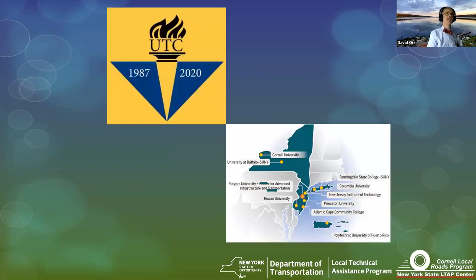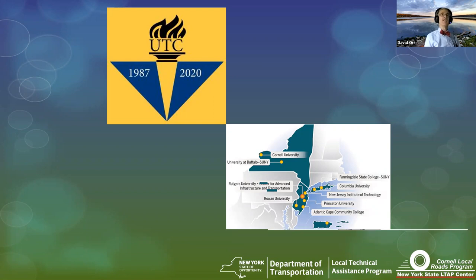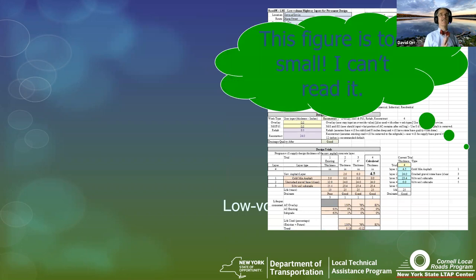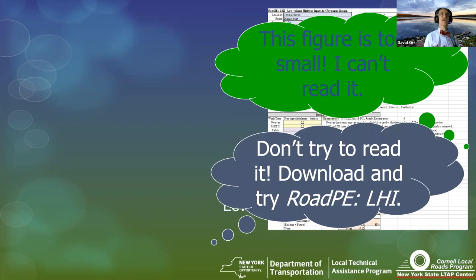Now, we developed this, as I said earlier, with the University Transportation Center. There's no R; I don't know why it doesn't put an R in there, because it really is a research center. It's actually based out of Rutgers. We're a member of that. The idea behind this is to develop a low volume pavement design tool. When I show you this, you're going to be going, I can't read this. This is the spreadsheet tool. There's a copy of it in your handout. Don't try to read it. Go to the handout, go to the website. You can download and try this tool out at your leisure.